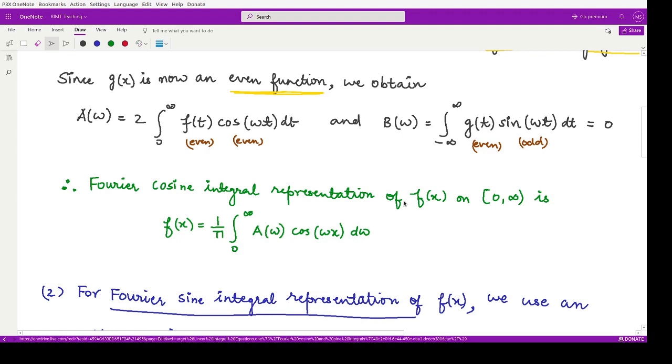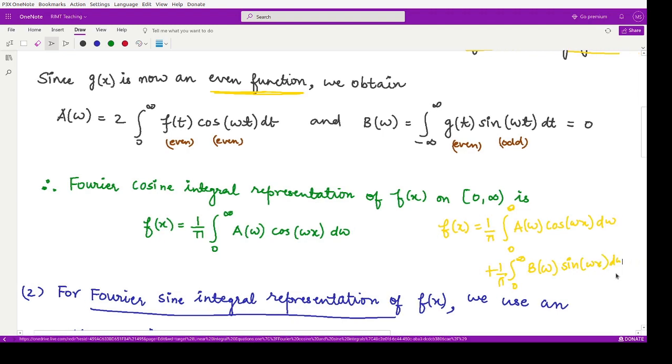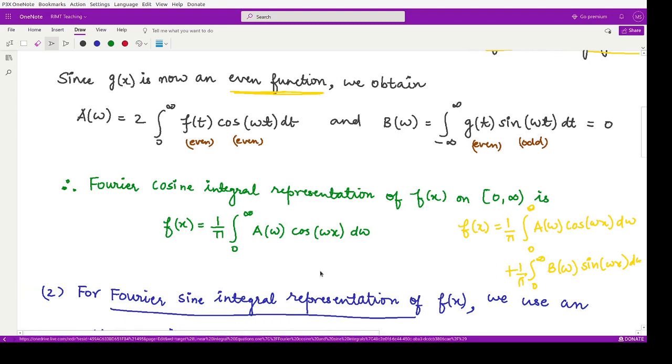So if this is an even function, what is the integral formula that we already know? Earlier it was f of x equal to 1 by pi integration from 0 to infinity of a omega cos omega x d omega, plus 1 by pi integration from 0 to infinity of b omega sine omega x d omega. This was what we were doing earlier. But in this case, because we are interested in the Fourier cosine integral representation, we won't take the second term, and you'll see in a moment why.